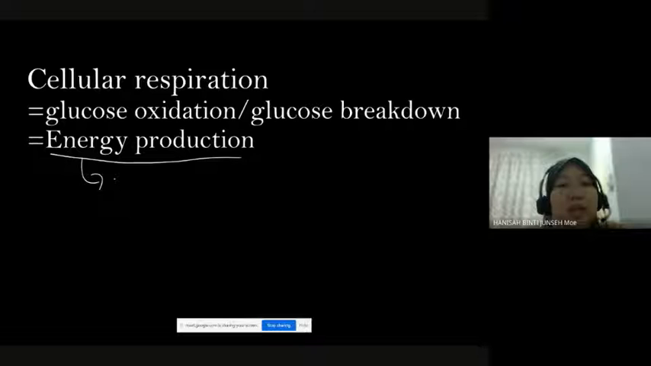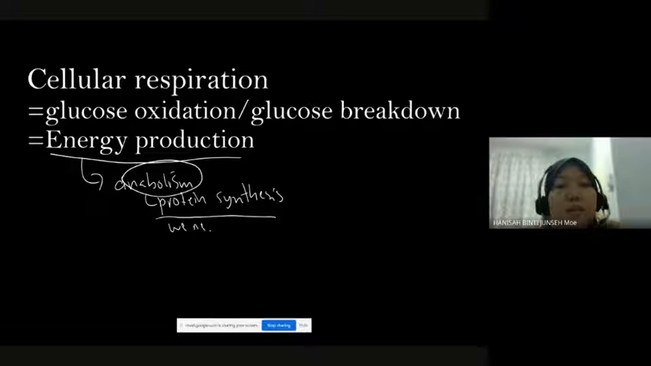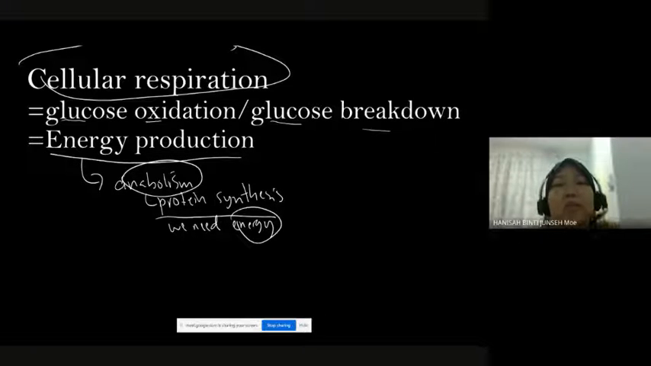Just now we said we need energy for anabolism. What is an example of anabolism in our body? Anabolism process is like protein synthesis. That is one example of anabolism. So meaning that when we want to synthesize a protein, we need energy. So how do we get energy? From the cellular respiration. All right. So cellular respiration, in other words, we can understand it as glucose oxidation or glucose breakdown. Why is that so? Because in order for cellular respiration to happen, it needs a glucose.